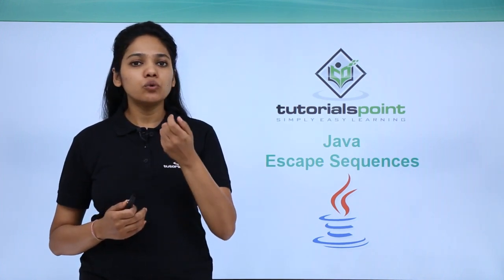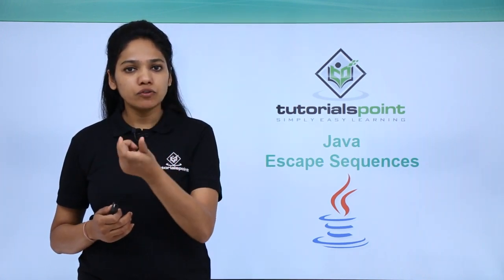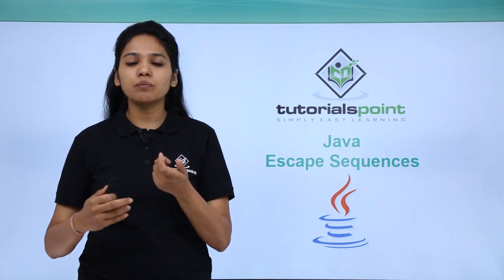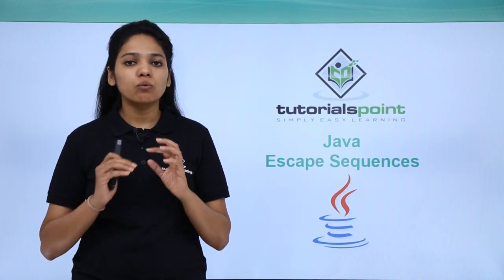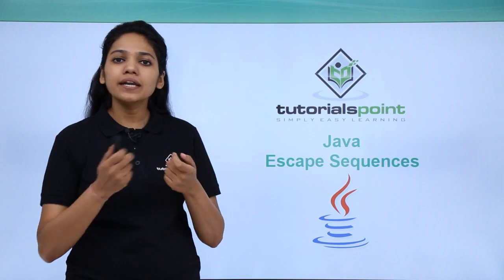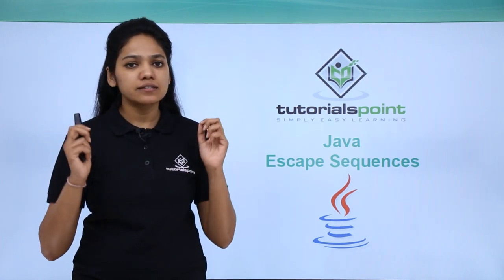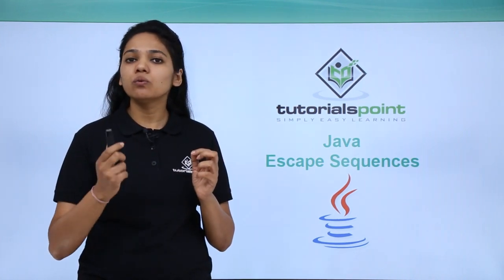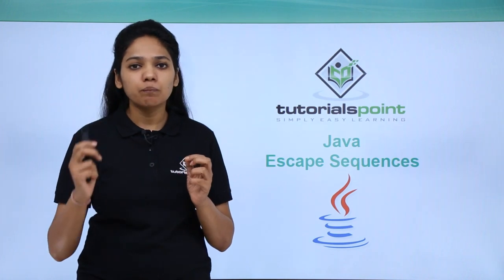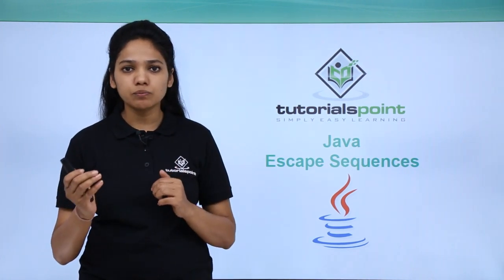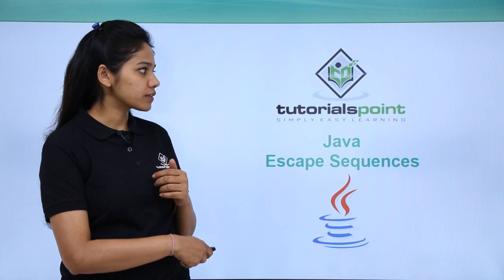For example, you want to print welcome in the first line and then tutorials point in the next line. In that case, what you can do is provide the complete string under quotes with one additional escape sequence in between welcome and tutorials point. So let us see how it works.